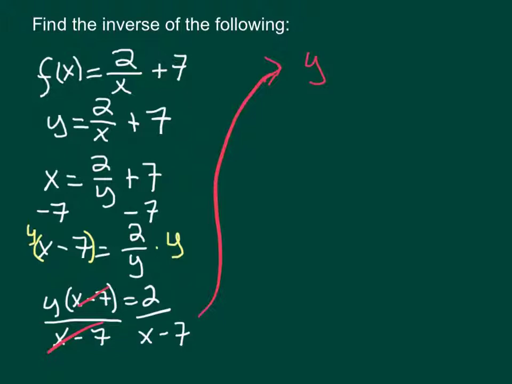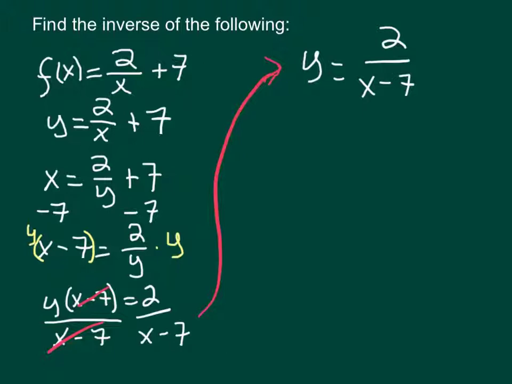Let's redo that. Let's erase that. That's going to leave me y equals, those two have crossed off, so that's 2 over x minus 7.